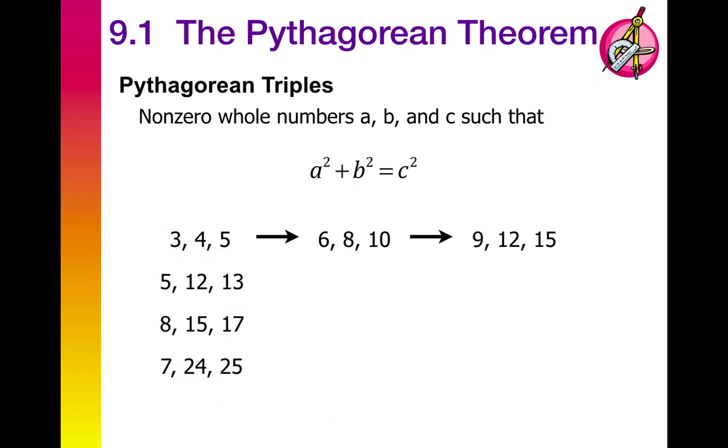There are other famous triples. There's 5, 12, 13, 8, 15, 17, and 7, 24, 25, just to name a few. There are many, many more of these. You can also take one of these and divide by, say, 2, and we come up with 2.5, 6, and 6.5. Even though they're not integer numbers, they still fit the equation of a squared plus b squared equals c squared. This is not considered a triple because it's not integer.